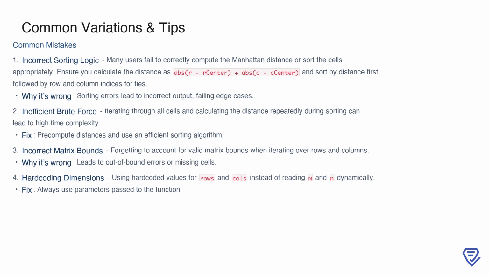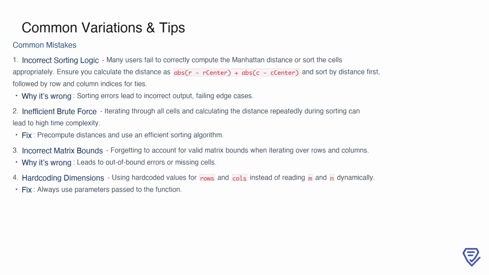Another issue is inefficiency in brute force approaches. Calculating the distance for every cell repeatedly during sorting can be computationally expensive. A better solution is to pre-compute distances and use an efficient sorting algorithm to optimize performance. Additionally, incorrect matrix bounds can lead to problems like accessing invalid indices or skipping cells entirely. Always validate that your loops respect the valid dimensions of the matrix.